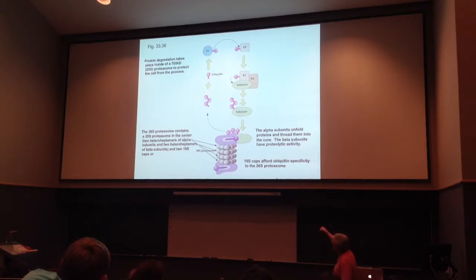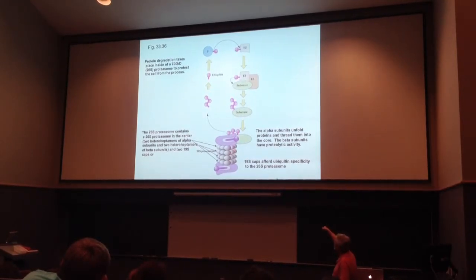So the outer rings here, these 2 alpha segments, have the function of unfolding the protein. So it takes this protein, and as it threads in, it unfolds it and stretches it out. And the 2 inner guys, the beta subunits on the inside, are the ones that have proteolytic activity. The beta subunits have the proteolytic activity, and they actually digest the protein. And as I said before, they spit it out in pieces of about 7 or so.